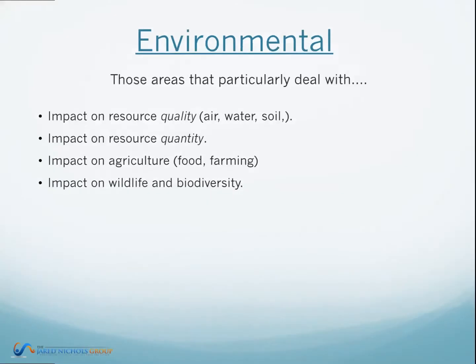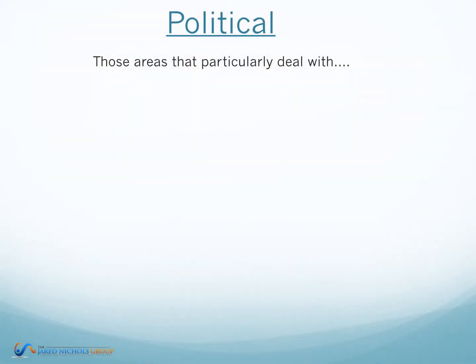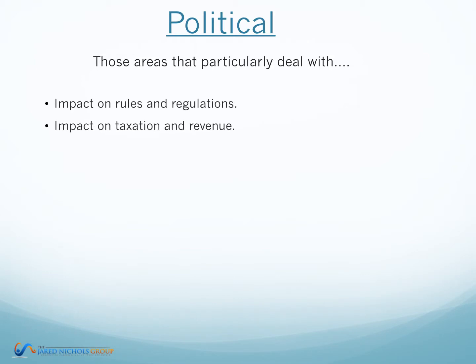Now, when we consider the political realm, the political category, the impact a trend, issue, or event has on the decisions made as a result have far-reaching implications into every aspect of our lives and our future. Some specific examples for looking at the political impact a trend, issue, or event may have are to look at the impact on rules and regulations, or the impact on taxation and revenue. We also would want to look at the impact on governance, and then the impact that has on public engagement.